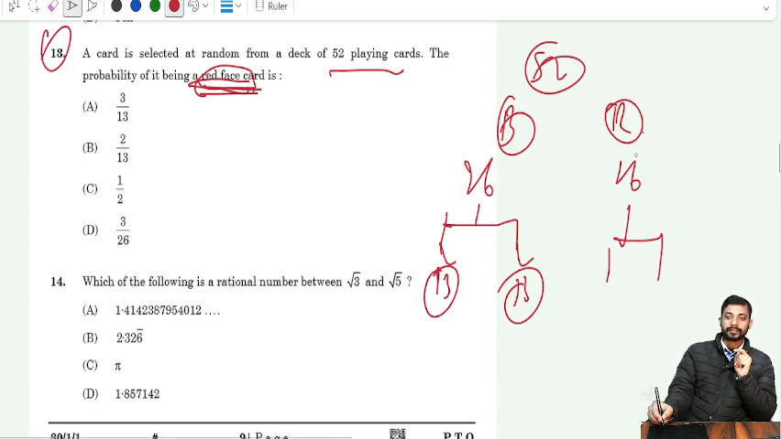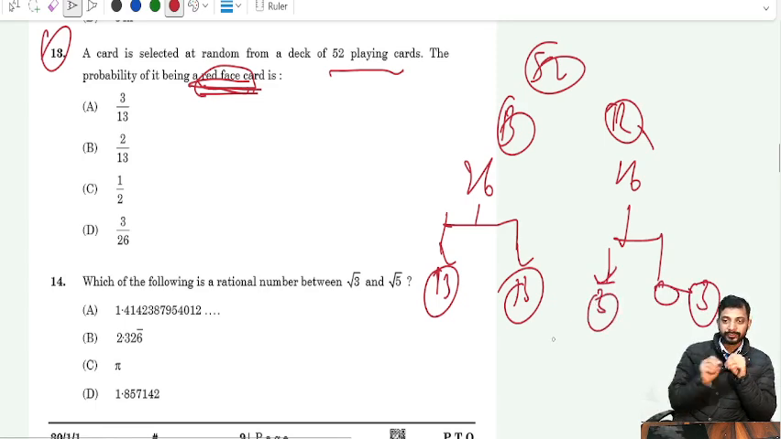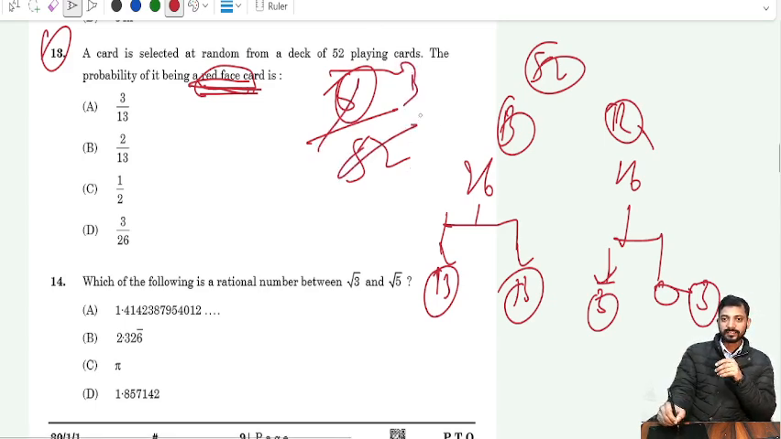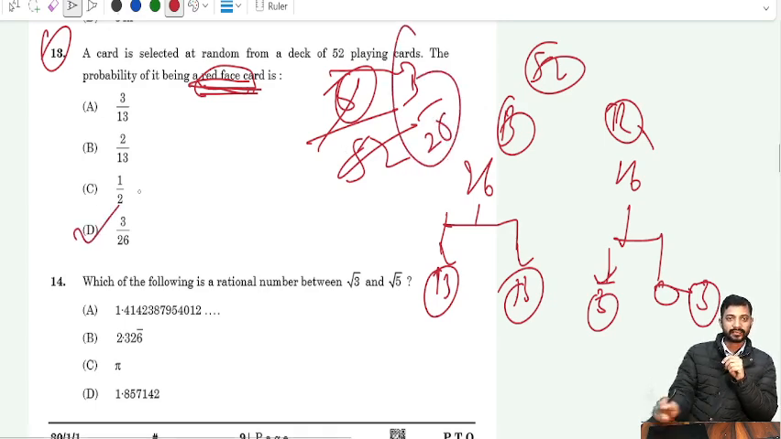If you go to the red section, there are two types. Go for the first type, it has 3 face cards, and the other red type also has 3 face cards. So the total red face cards is 6, and the total number of cards is 52. So the probability will be 6 upon 52. If you solve this, dividing by 2, it gives 3 upon 26, which is the correct answer of this question.